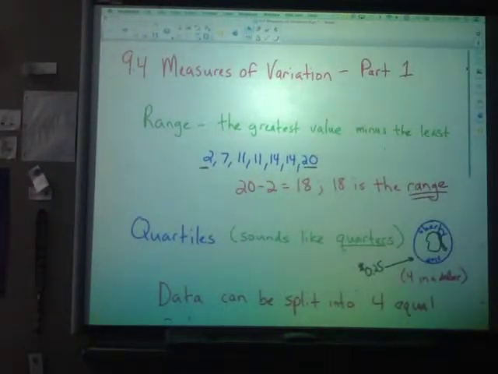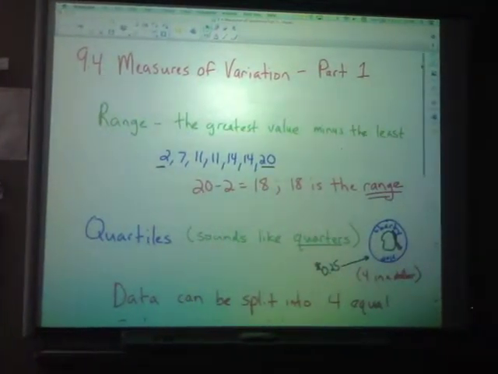Okay? So, first thing in green there, you've probably heard of the range, not a big new concept, but it's the greatest value minus the least. Notice the important thing here in blue, my numbers are in order: 2, 7, 11, 11, 14, 14, and 20. I take the greatest number, 20, subtract 2, and get 18, so 18 would be the range. Piece of cake.